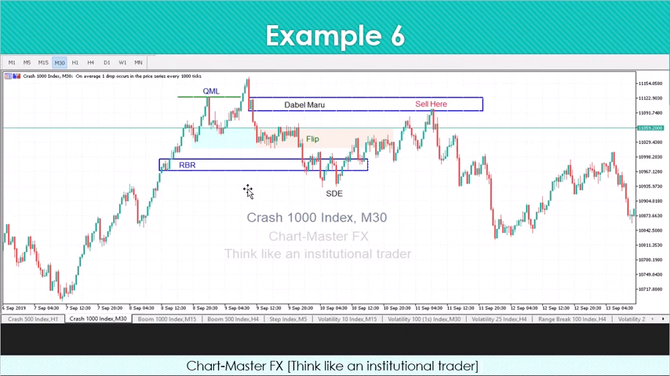On example number 6, guys, we have an RBR here, and we have a 1, 2 reaction by rejection to the RBR, or you may have considered your RBR to be this one, and also this one would be your 1, 2 visits to the RBR. Then the market finally was able to engulf the base. Once it engulfs the base, then now you wait for the price to come to a valid decision point.